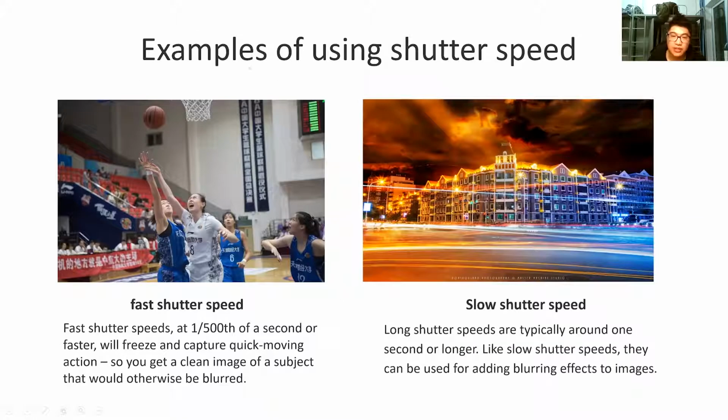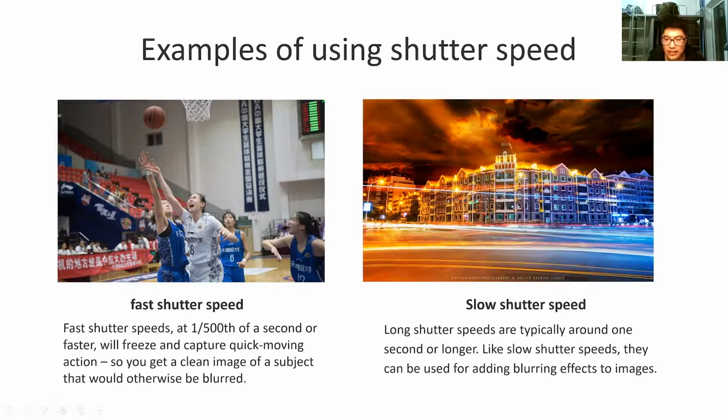What can shutter speed be used for? We'll show you two examples. The first example is a faster shutter speed. Sometimes you want to shoot sports or fast moving cars, and I highly recommend you use a fast shutter speed, maybe higher than 1/500th of a second. So you can get a clean image of a subject that would otherwise be blurred. If your shutter speed is not fast enough, your image will have a little motion blur, so it is not very clear. It also controls the exposure because it is daytime, so you don't need to slow down your speed to get more light in.